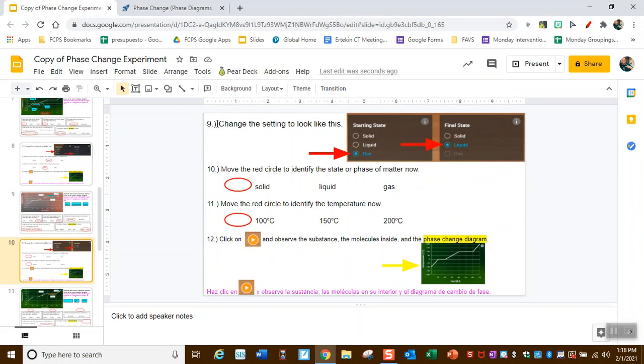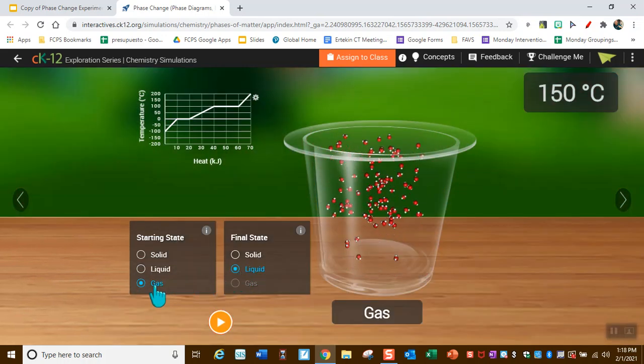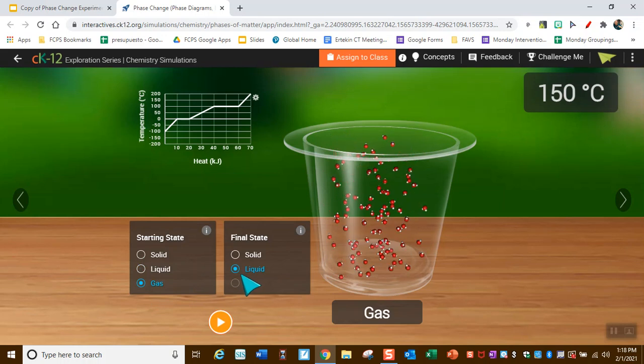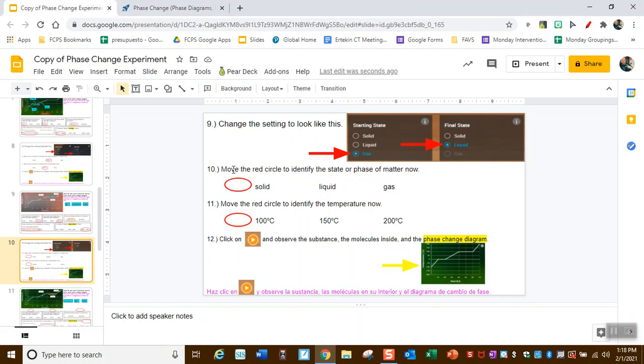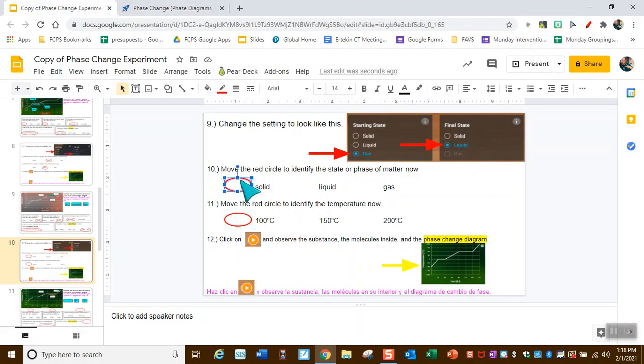Number 9, change the setting to look like this, okay? Cambian el experimento para verse así. So gas to liquid. So change this from gas to liquid. Click on gas here and liquid here. Move the red circle to identify the state or phase of matter now. Is it now a solid, liquid, or gas? Right now, it's a gas. So move this to gas.